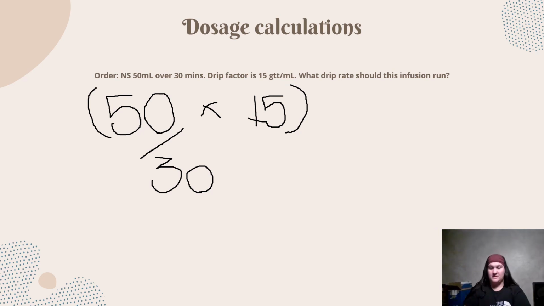So, what drip rate should this infusion run? 50 times 15 divided by 30. We need to give 25 drops per minute.